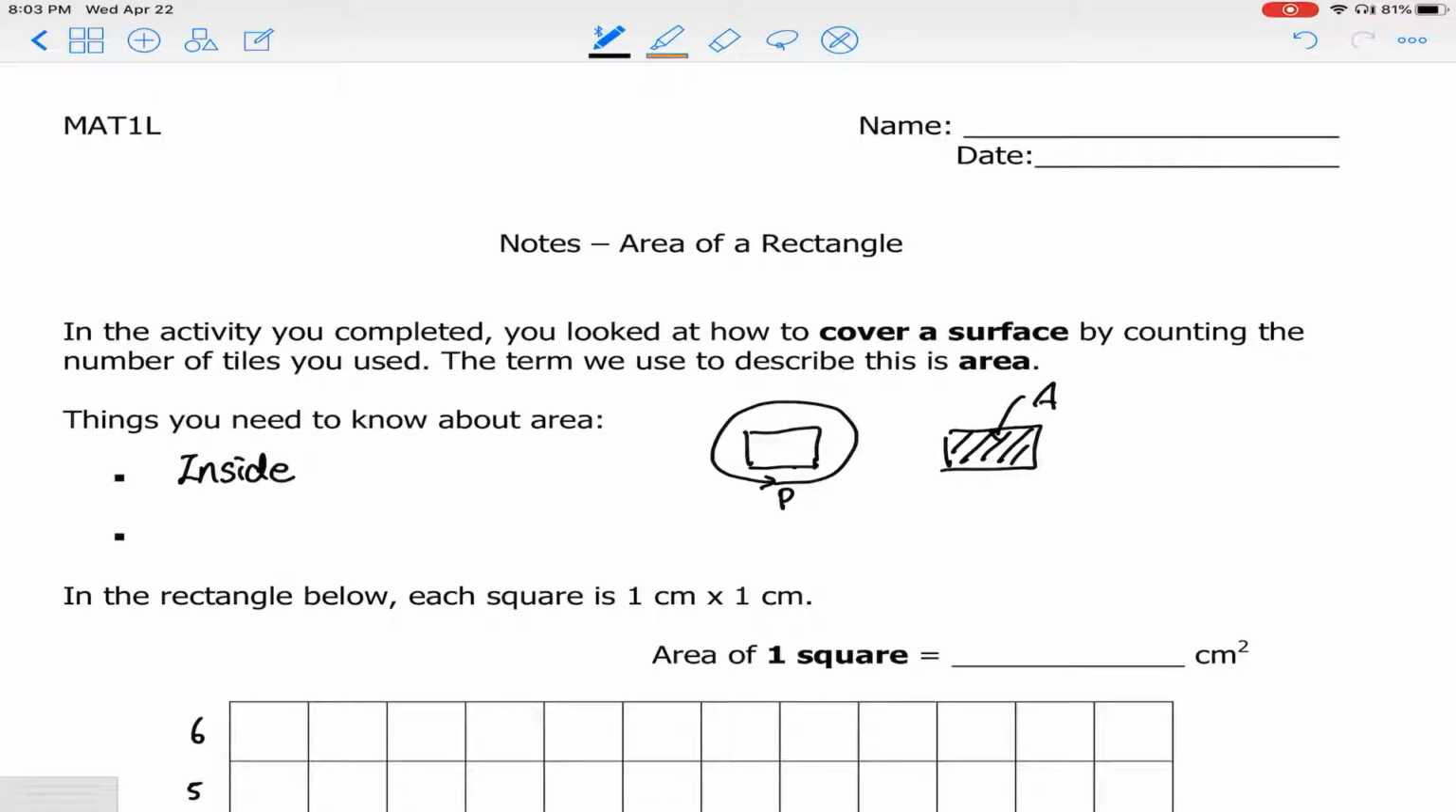For the rectangle specifically, another thing that you need to know is that the area of a rectangle equals the length times width. What you need to know is that the length is the bottom side. I don't care whether the length is the longer side or shorter side, the length is always the bottom side. And the width is then the vertical side, the up and down side, okay?